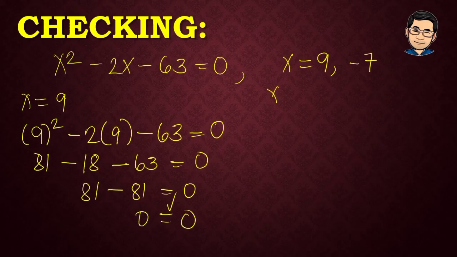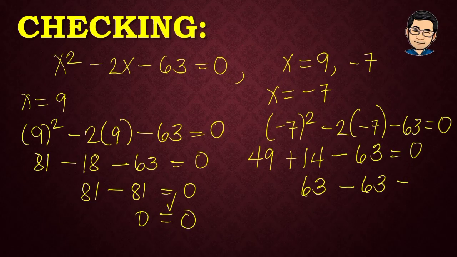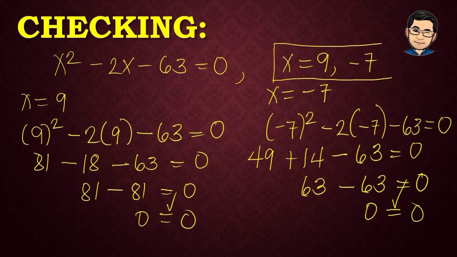Next, x equals negative 7. Negative 7 squared minus 2 times negative 7 minus 63 equals 0. So, negative 7 squared, that is 49. Negative 2 times negative 7, positive 14, minus 63 equals 0. 49 plus 14 is 63. Minus 63 equals 0. 63 minus 63 equals 0. 0 equals 0. So, our roots are x equals 9 and negative 7.